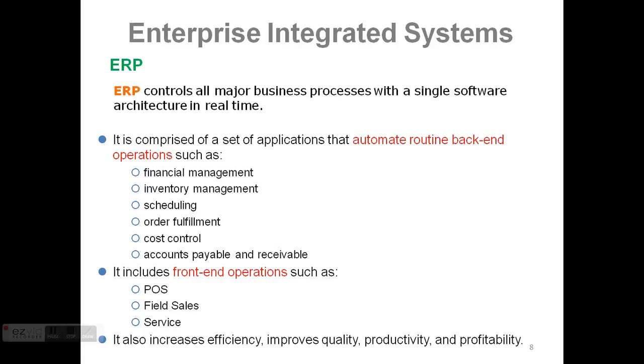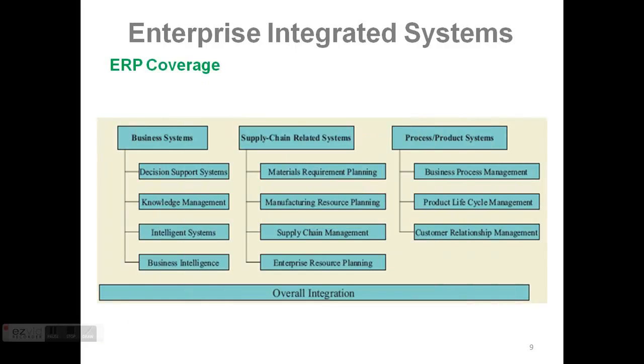Here you can see what ERP is actually covering. It's covering from business systems to supply chain related systems, all the way to process and product systems. Subsystems of those business, such as decision support systems, knowledge management, intelligence systems, and business intelligence, is mostly targeting the strategic decision making in management, high-end management of the organization.